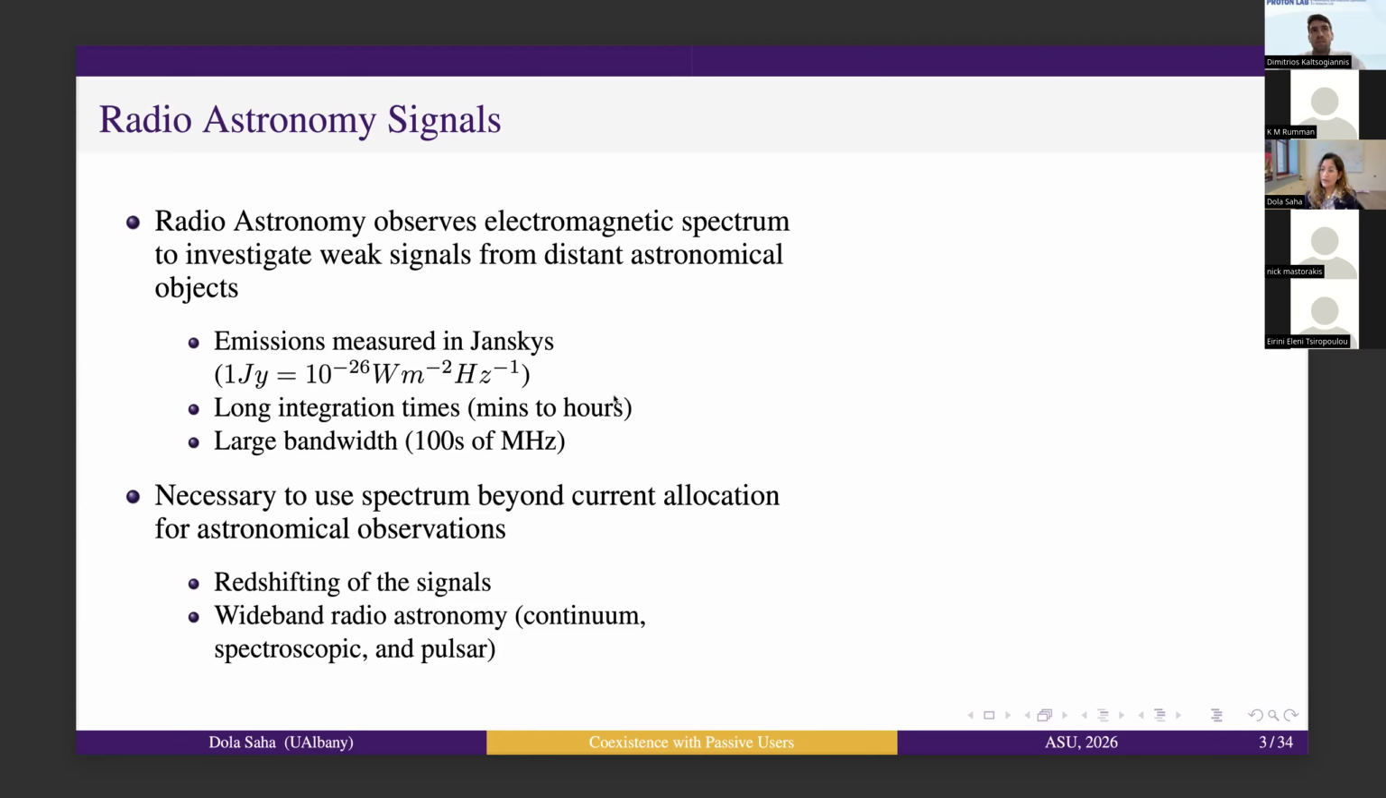Also, there are some signals which are wideband in general, so we need to observe the electromagnetic spectrum in a wider band than what is provided as the protected band for radio astronomy.